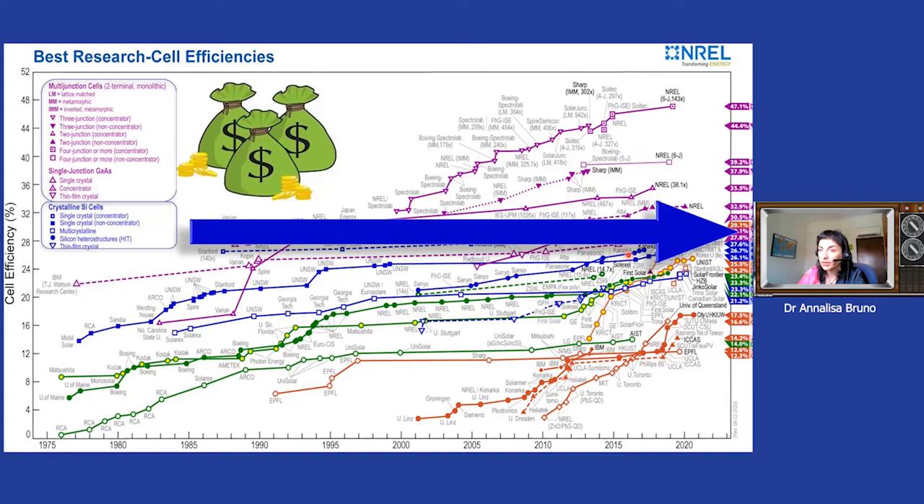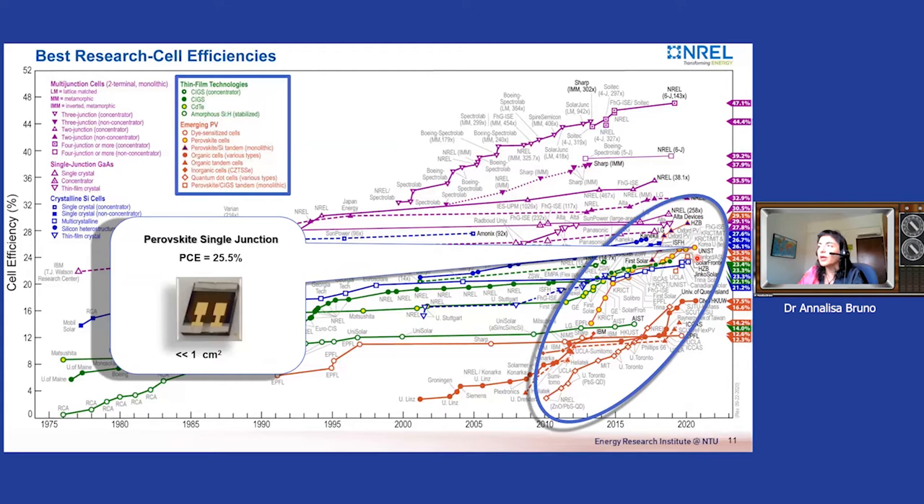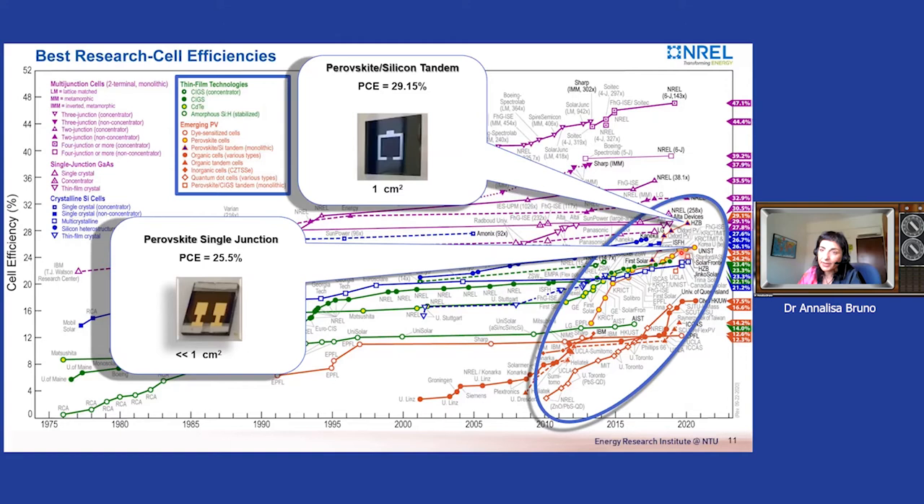So let's have a look at this third category, the thin film technologies and emerging PV, especially technology that came out in the last 10 years. So let's zoom in on this area. What we can see is that the technology that guarantees the highest efficiency in the last years is the one based on perovskite. Indeed, perovskite single junction reaches an efficiency of 25.5%, and perovskite-silicon tandem, that means a multi-junction formed by perovskite and silicon, exceeds 29%. But both these technologies are still at laboratory level, and have not been demonstrated over large area.